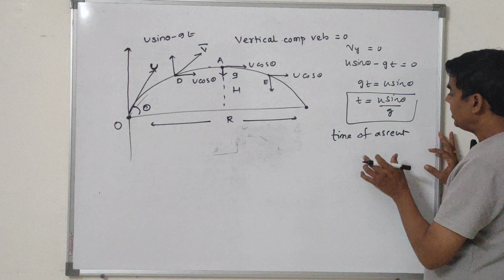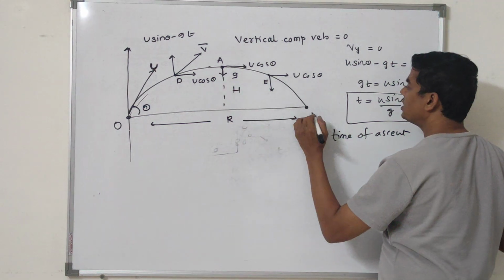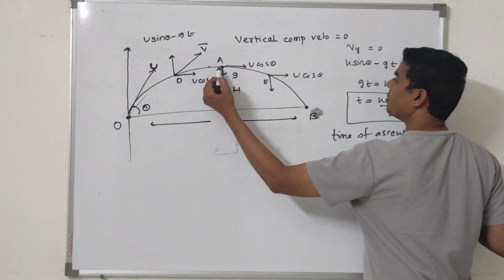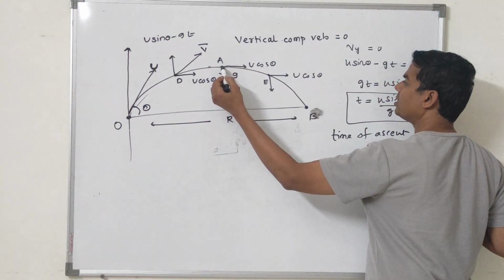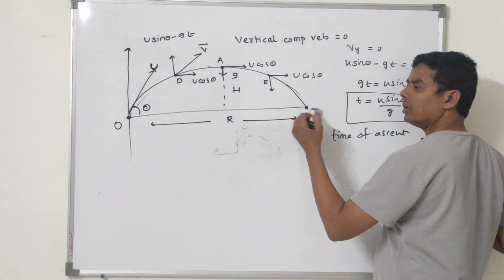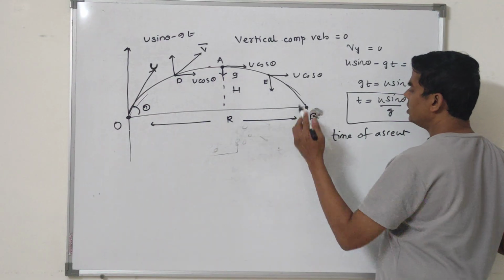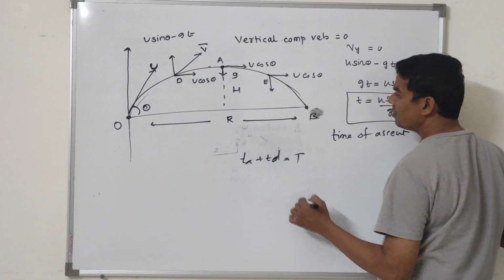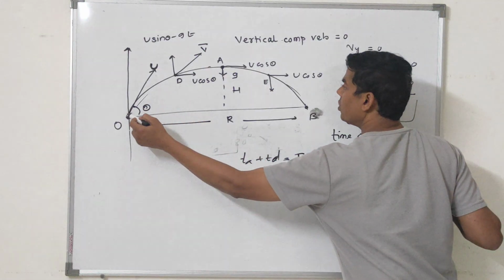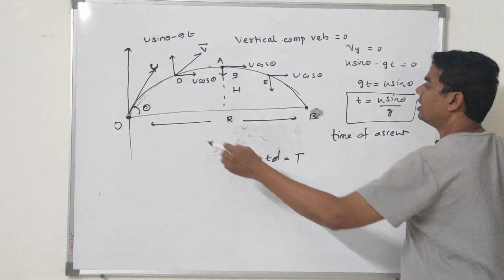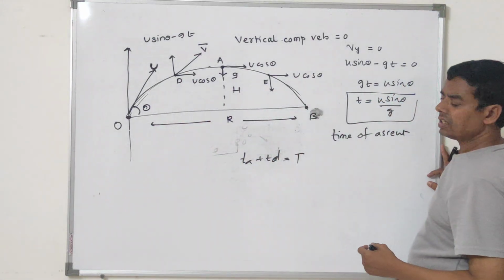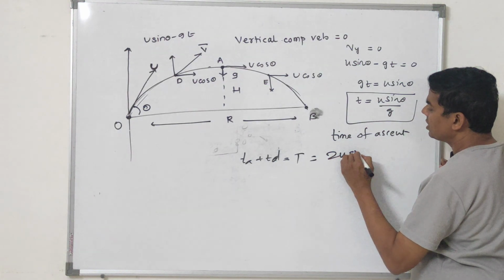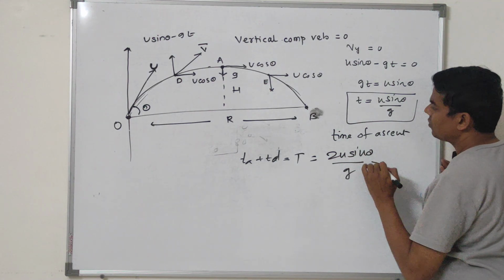In motion under gravity, time of ascent is always equal to time of descent. So the time taken by the projectile to reach maximum height is the same as the time taken by the projectile to return to the line of projection, that is from A to B. So time of ascent plus time of descent is called the time of flight. What is time of flight? The time for which the projectile remains in the air, or the time taken by the projectile to cover the entire trajectory. Time of flight is double this time of ascent, that is 2u sin theta upon g. This is the time of flight.